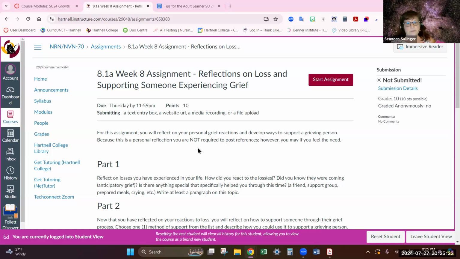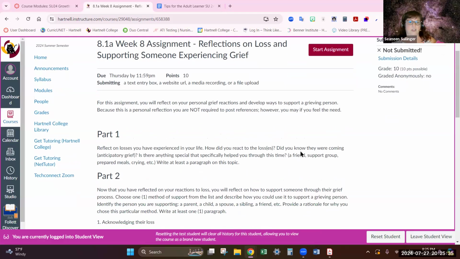Because this is a personal reflection, you're not required to post any references, but you may if you feel the need to do so. So the first paragraph, this will be 2 paragraphs or more, but at least 2 paragraphs. The first paragraph is to reflect on losses you have experienced in your life. How did you react to those losses? Did you know they were coming as an anticipatory grieving? Or is there anything special that specifically helped you through this time? Perhaps a friend or support group, and then write at least a paragraph on this topic.